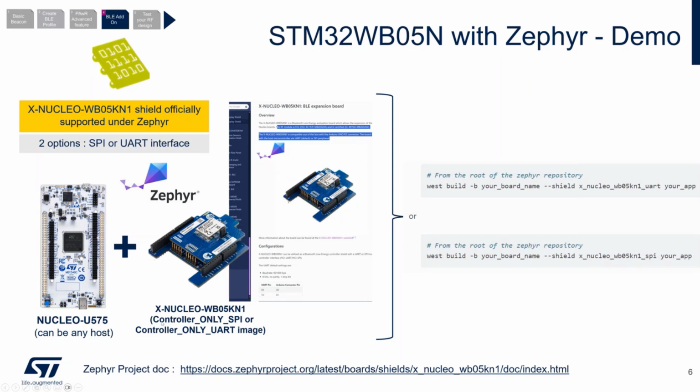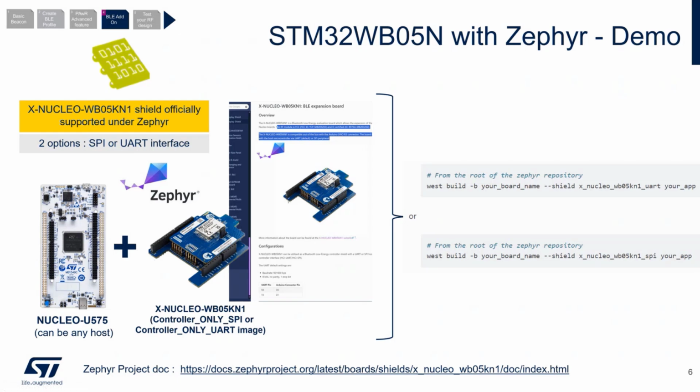There are two options: either we use SPI or UART. There is no difference in terms of functionality, whether you use UART or SPI. Of course, with UART, you consume fewer IOs on your product, but using SPI, you can achieve the best power figures. That's the main difference. So, this expansion board is defined as a shield under Zephyr, officially supported.